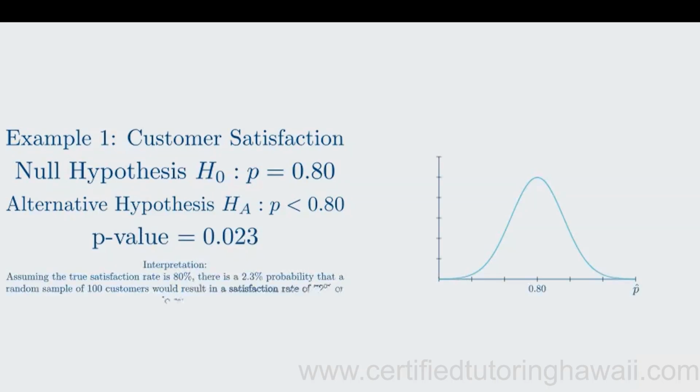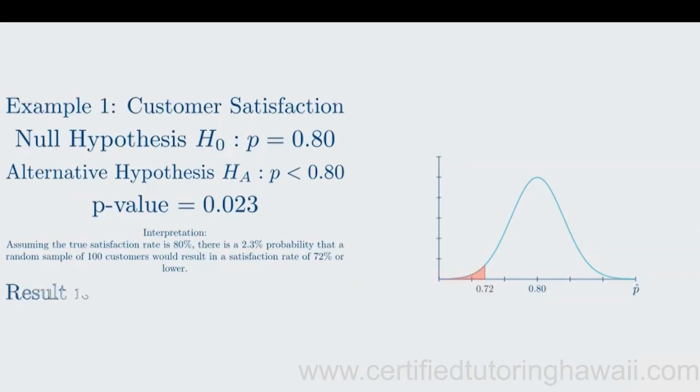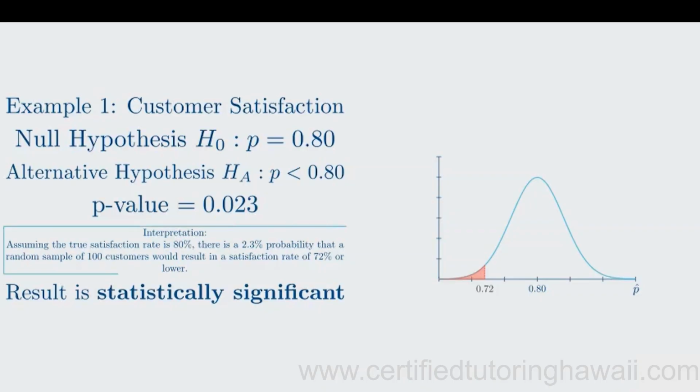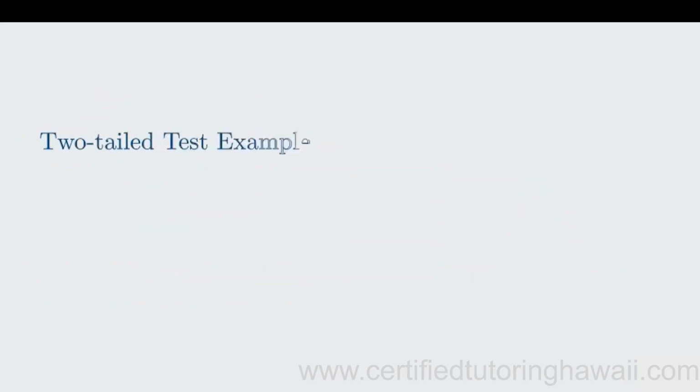Assuming the true satisfaction rate is 80%, there is a 2.3% probability that a random sample of 100 customers would result in a satisfaction rate of 72% or lower. Because 0.023 is quite small, this provides convincing evidence that the true proportion of satisfied customers is indeed less than 80%. The result is statistically significant. Notice how the interpretation connects the assumption, the null is true, with the probability of the observed result in the direction of the alternative.